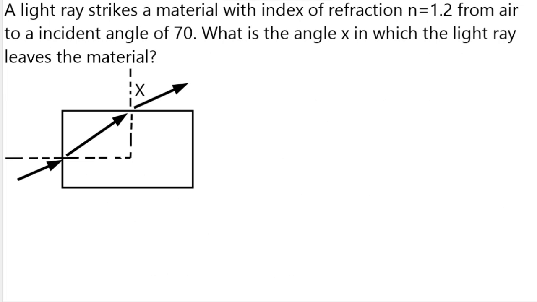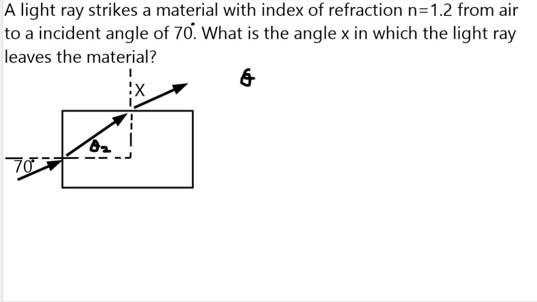It's 21.1, not 25. A light ray strikes a material with an index of refraction of n equals 1.2 from air at an incident angle of 70 degrees. What is the angle x at which the light ray leaves the material? So we have a specific angle that we are going to calculate here, which we call x.